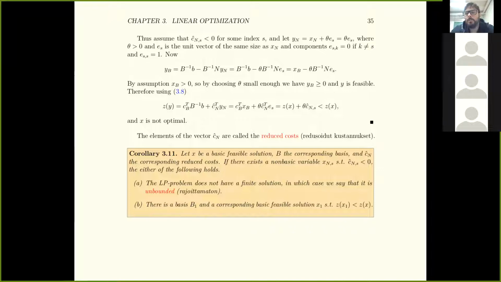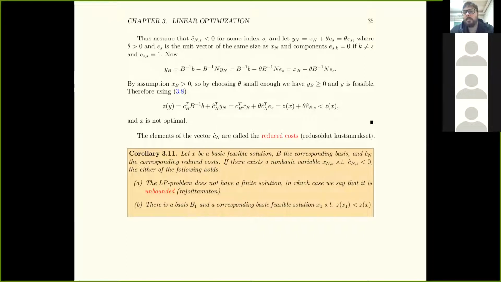If we have a basic feasible solution, then what follows from this theorem is that we have these B variables, which are not necessarily zero, we have these N variables, which are zero, and we have the corresponding reduced costs. Then there are two possibilities if the reduced cost vector has a component that is negative, meaning that there is a non-basic variable such that by increasing that we can decrease the total cost.